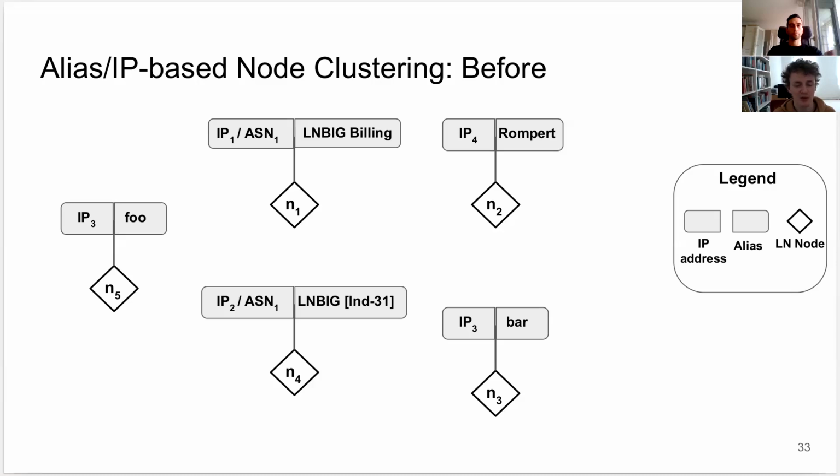And so now the idea is that we combine these two properties, so alias similarity and saying that they're hosted on the same autonomous system, and then we can say that they're likely controlled by the same entity. So here we've highlighted what the result would be. Nodes foo and bar would be the same entity, and LNBig billing and LNBig 31 would be also the same entity.